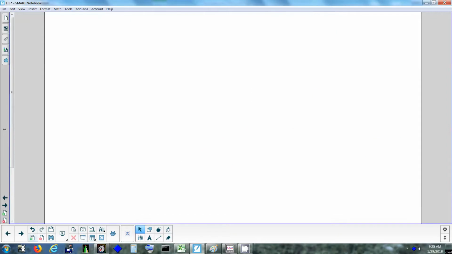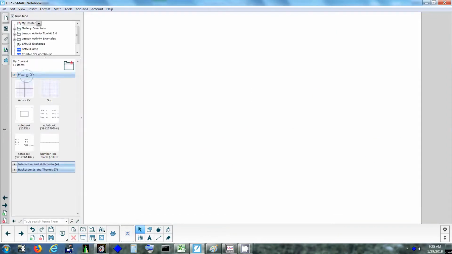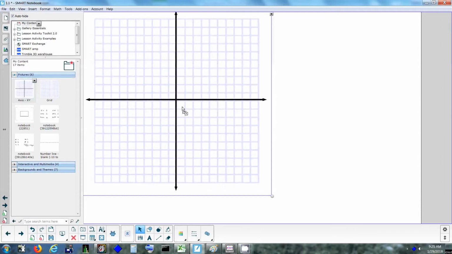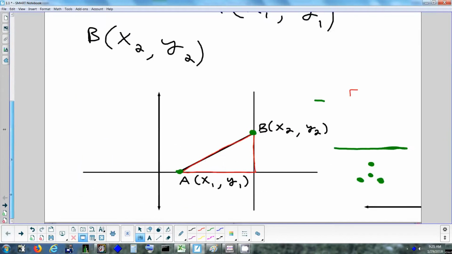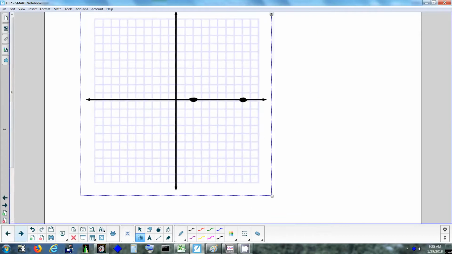So let's look at something like this. Say you had a point here and a point here. What I've basically just drawn is the bottom side of the triangle. If I wanted to find the distance between those 2 points, you know, this is the coordinate 2, 0. That's the coordinate 8, 0.